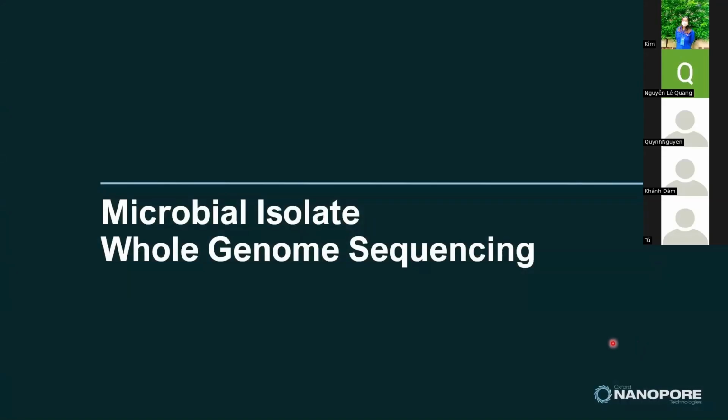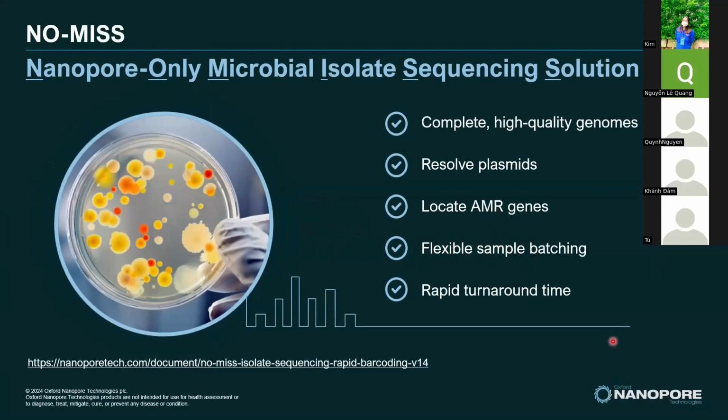So now let's look into the microbial isolate whole genome sequencing application on the nanopore sequencing platform. So for this microbial whole genome sequencing, we have developed something called a NOMIS protocol. It stands for nanopore only microbial isolate sequencing solutions. With this approach, you can generate complete high quality genomes and effectively resolve the plasmids as well.